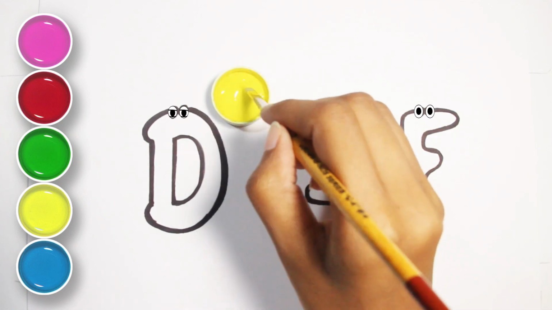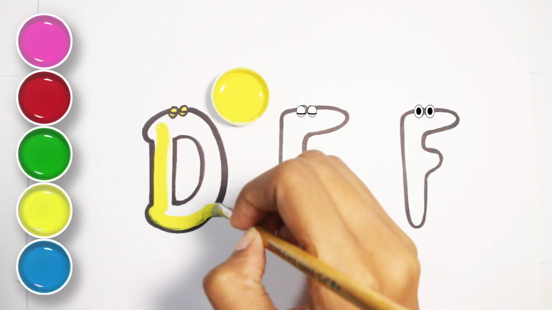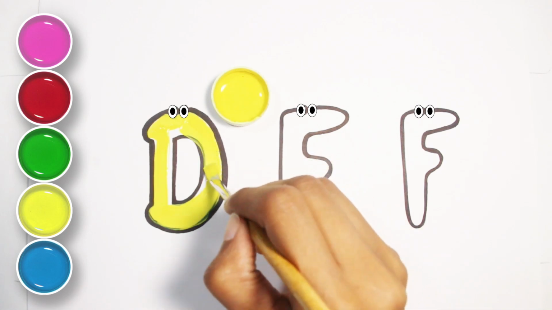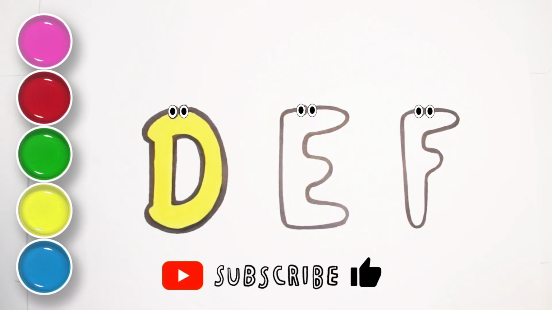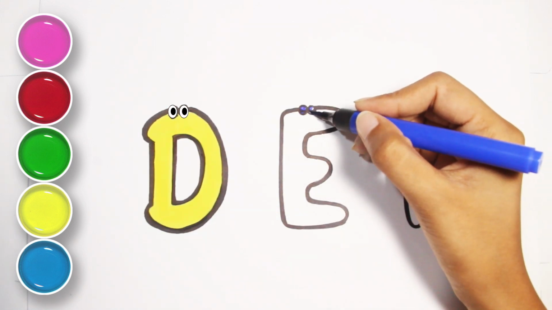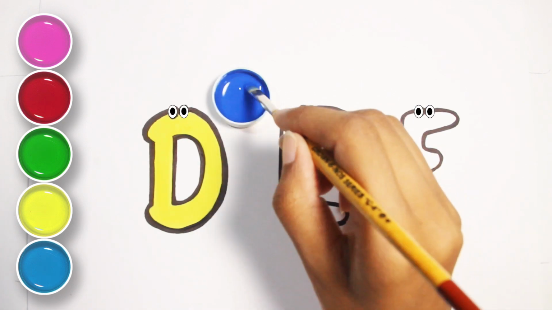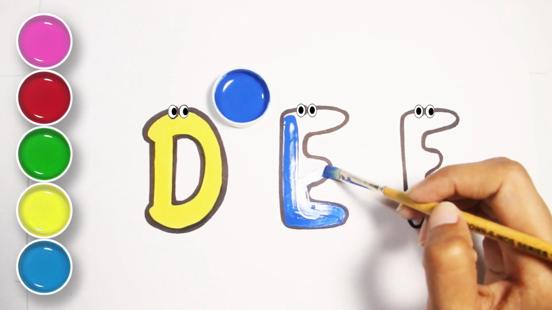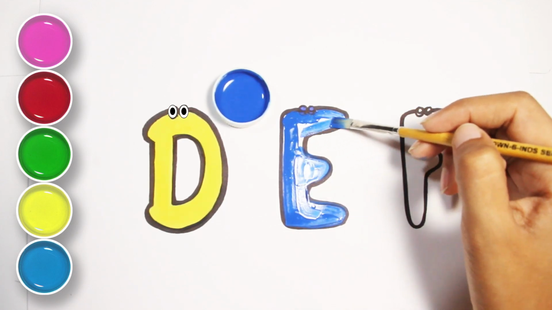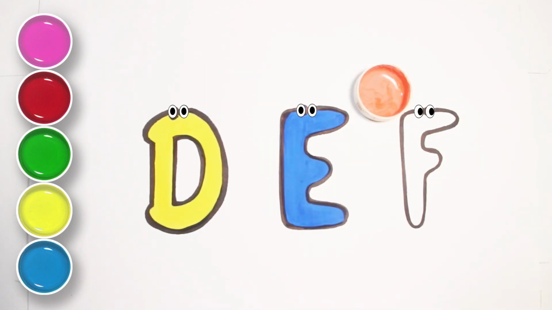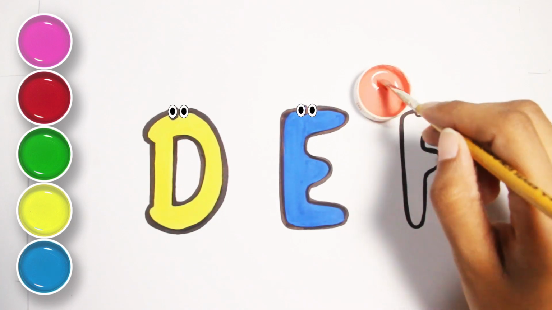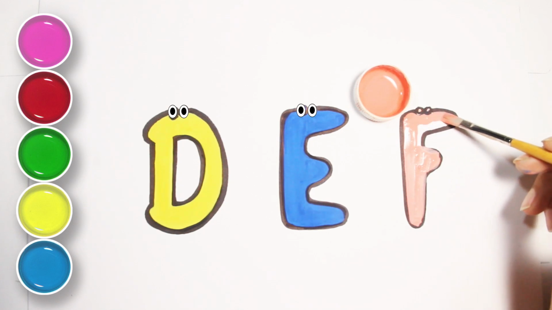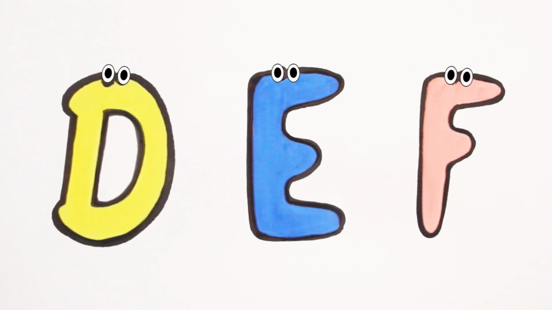Yellow. Let's paint D. Now I am painting E. Peach. Let's paint F. This is so much fun!